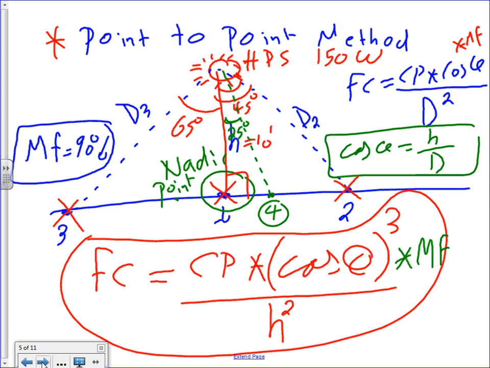It says the foot candle at any point equals the candela power, lumens, multiplied by cosine theta raised to the power 3, multiplied by the maintenance factor, divided by the height of the fixture. One more time. The candela power at any point around the fixture equals the lumens coming out of the fixture, multiplied by cosine the angle. Where's the angle? Right here. You're looking at the angle right here. The angle raised to the power 3, multiplied by the maintenance factor, divided by the height of the fixture.